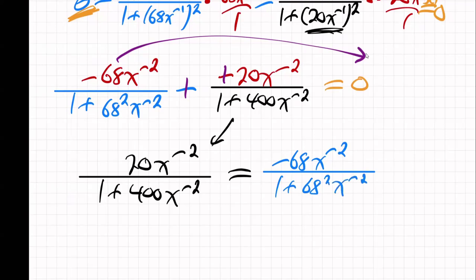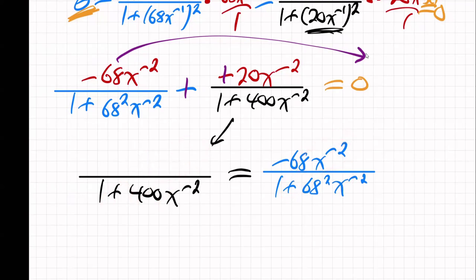Now, can we cancel, like 20 into 400, or these guys, x to the minus 2? No, because of the pluses. Same thing here. You can't cancel the 68s or these guys. No, no. Remember, when you have pluses and minuses, you can't cancel things. You can only cancel multiplied items, not added or subtracted items. Well, then what are we going to do? I've got a trick. See how these both have x to the minus 2? You know what that means?